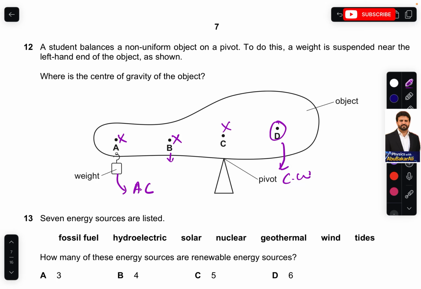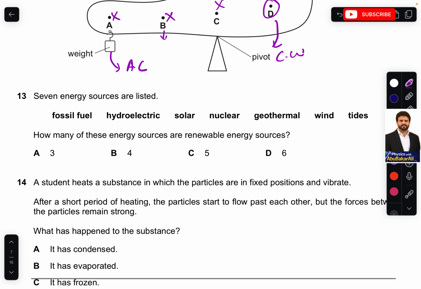Very simple. Question 13. Seven energy sources are listed. How many of these energy sources are renewable energy sources? Okay. Fossil fuel is not renewable. Hydroelectric is, they use the water in the dams. Solar is, you use the light, it can be reproduced. Nuclear is not renewable. Okay, this is a common mistake.